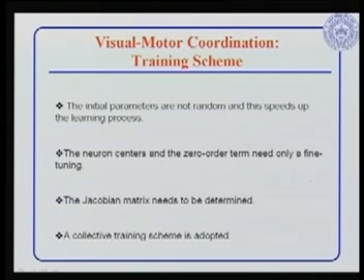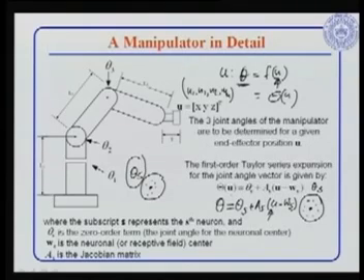The Jacobian matrix needs to be determined. Collective training scheme is adopted. What is the meaning of this? That we create a cluster. Through clustering we find out Ws as well as thetas. Okay. So, given now thetas and Ws, and with new input u, how do I learn this As? Not only that, how do I also refine the relation between thetas and Ws? So, this is the key question that is being asked.